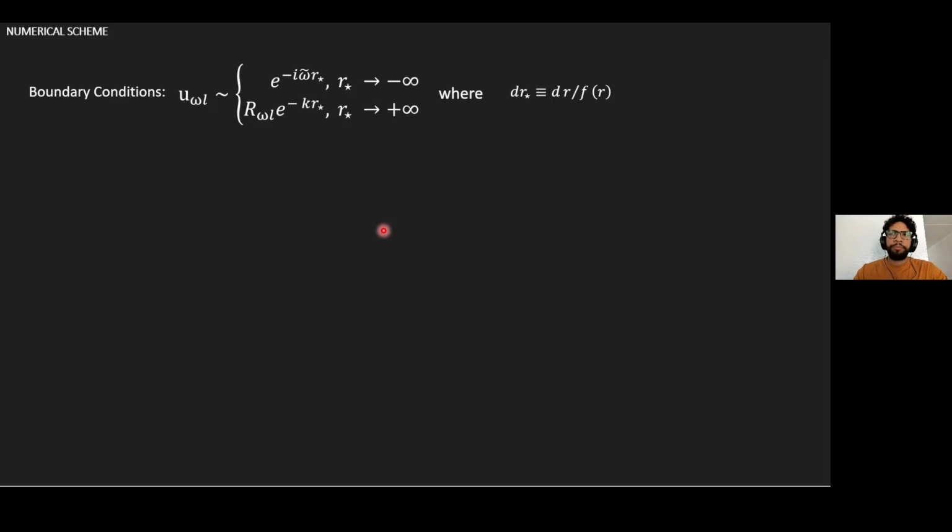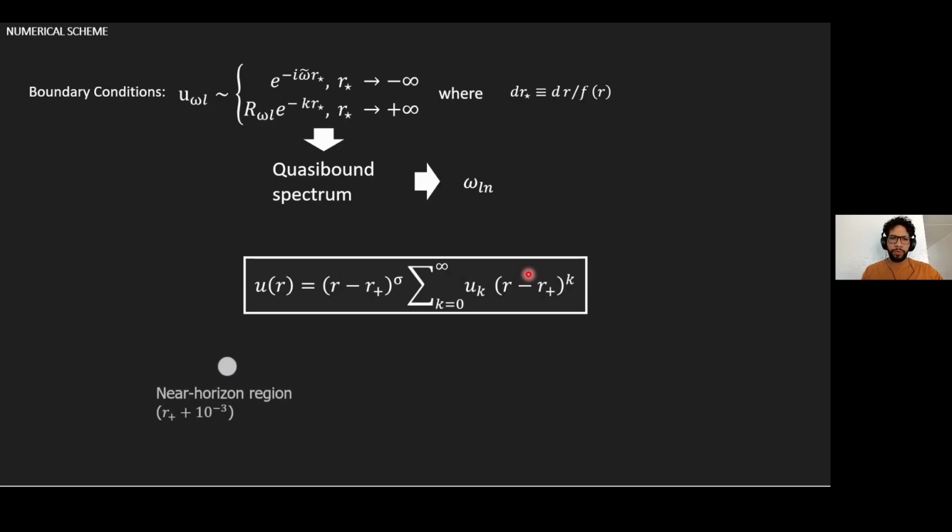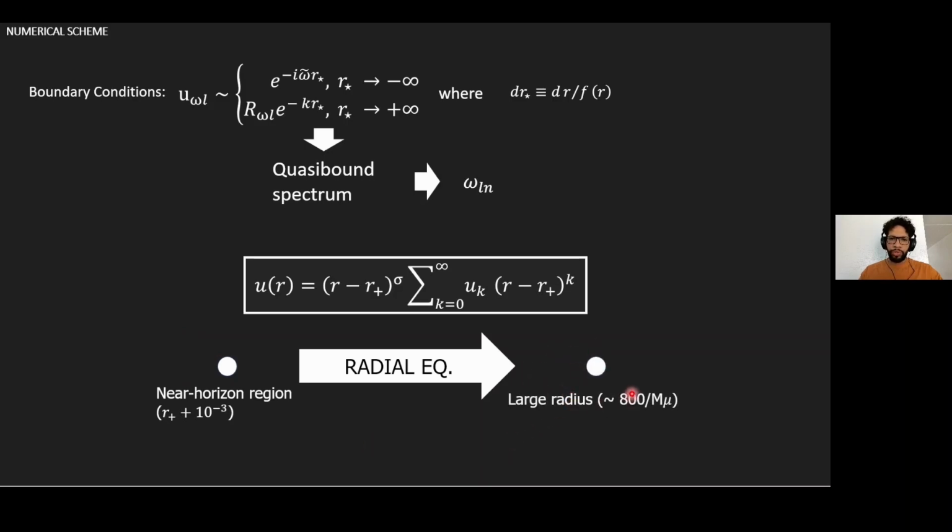Quasi-bound states are especially located in the vicinity of the black hole. That is, those modes decay exponentially away from the black hole. So, having this in mind, we have imposed such a boundary condition in the asymptotic flat region. By imposing such conditions, a quasi-bound spectrum arises with allowed frequencies. And in order to obtain such complex frequencies, we have used a Frobenius series and then integrated the radial equation from the near horizon region up to a large radius, which is typically chosen as you can see here.